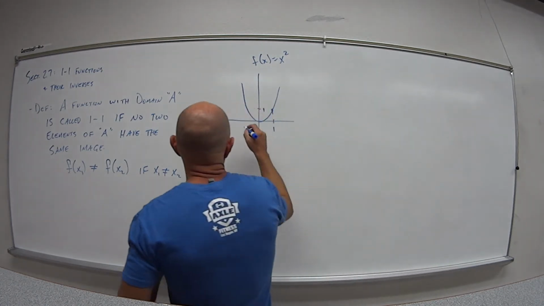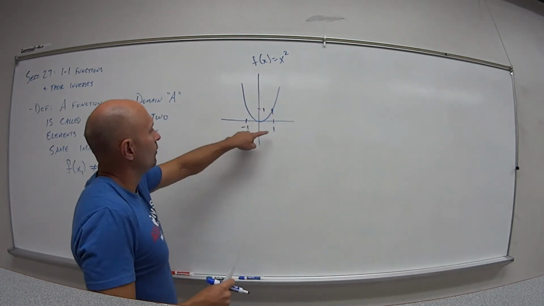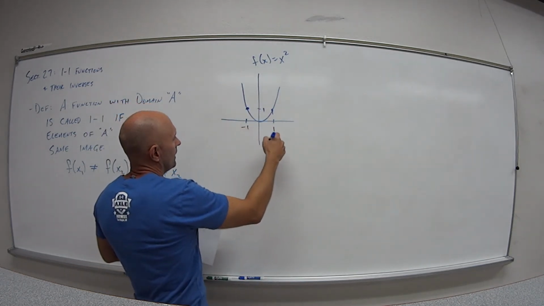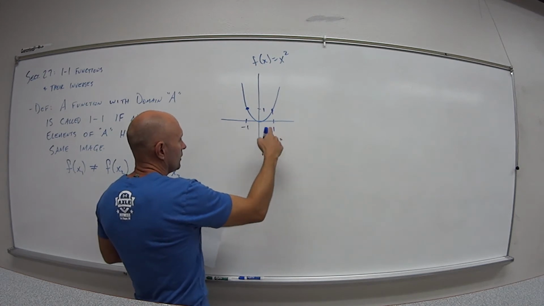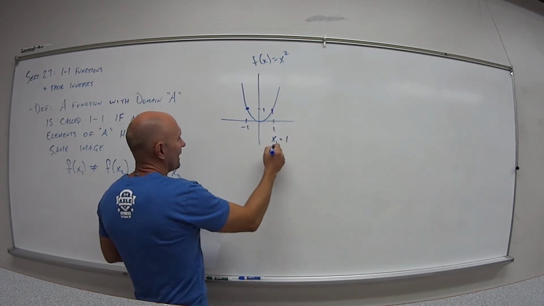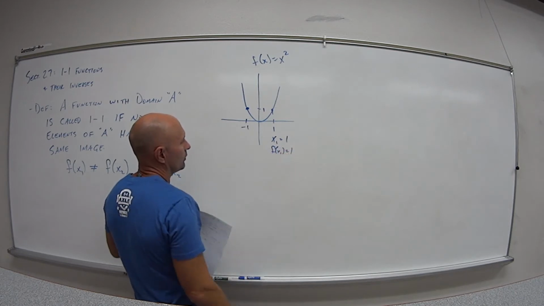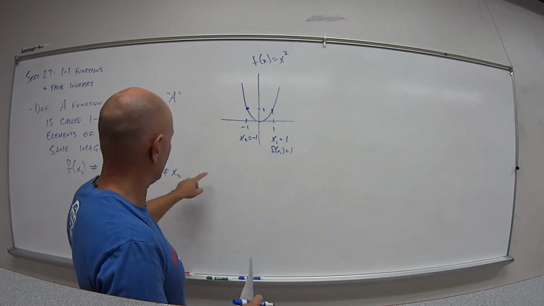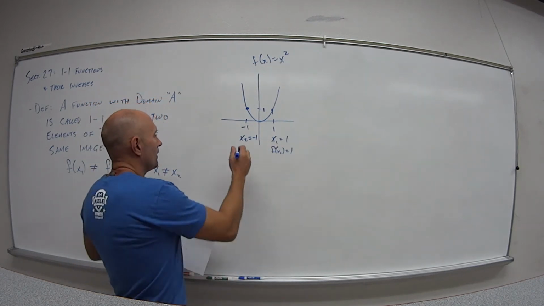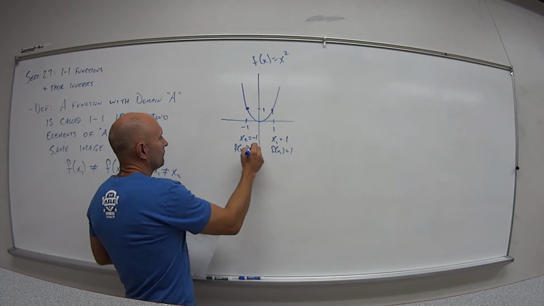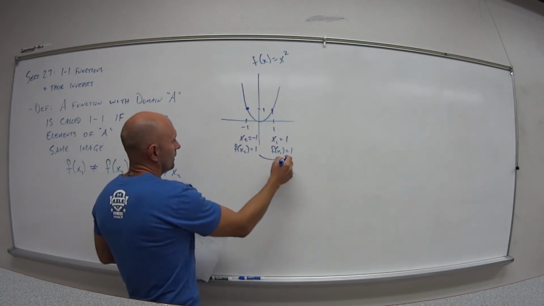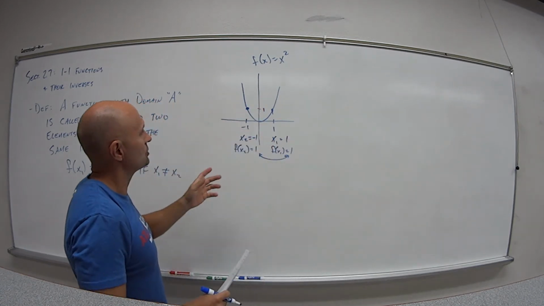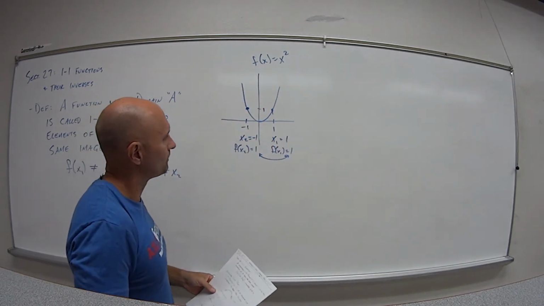But if I also choose negative 1, well, negative 1 also gives me positive 1. So when x1 is equal to positive 1, my f of x1 is equal to positive 1. But if x2 is equal to negative 1, so x1 and x2 are not equal, but f of negative 1 is also positive 1. And these guys match up. So therefore, we would say that this function is not a one-to-one function.